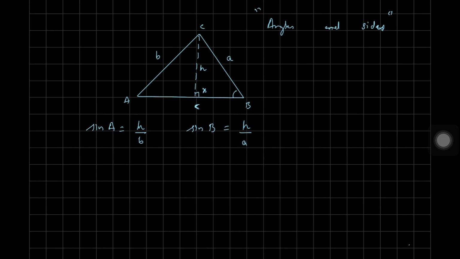Now I do realize that there's an h which happens to be common between the two ratios that I created of different angles. So I'll make h the subject. Therefore, h over here is b times sine A, and h over here is a times sine B. We can equate the two of them. Therefore, b times sine A is equal to a times sine B.